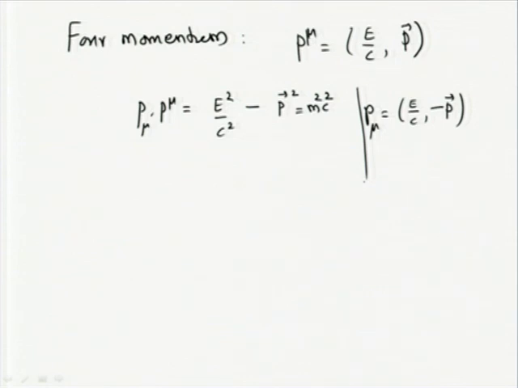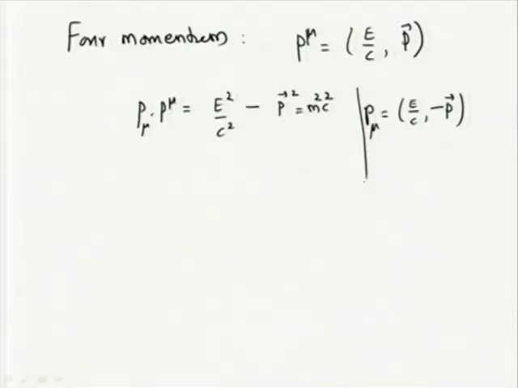Square of the 4 momentum meaning dot product of the 4 momentum with itself, which means you have to take a covariant and a contravariant, and this is what we have. And this is equal to m square c square because of the energy momentum relation: E square is equal to p square c square plus m square c to the fourth.